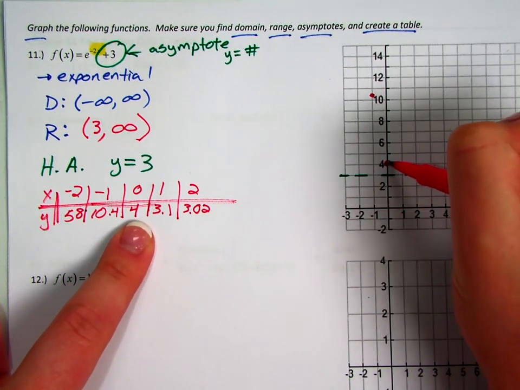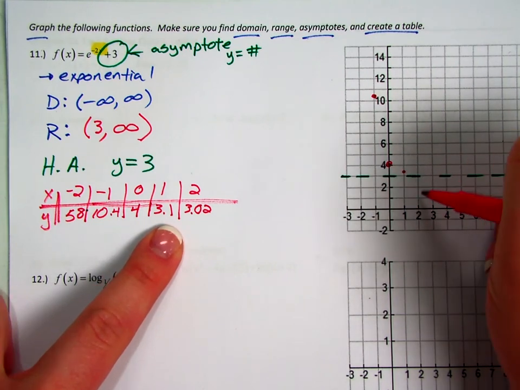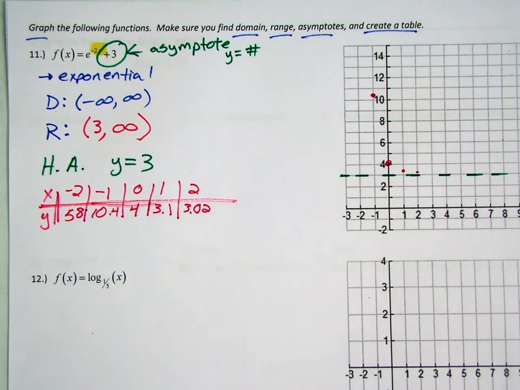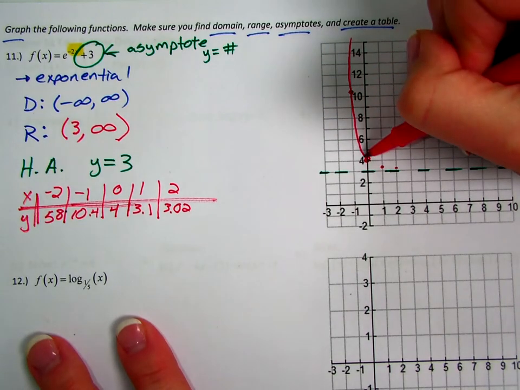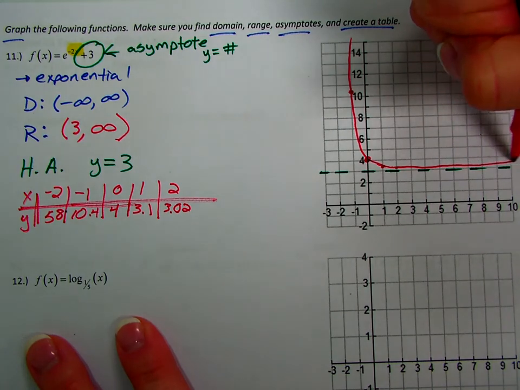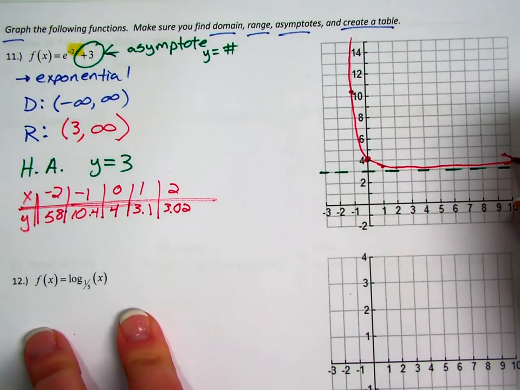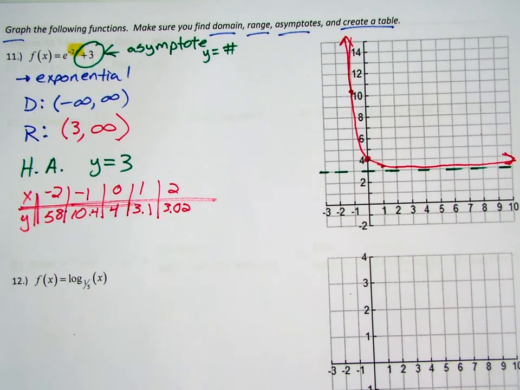0, 4, 1 and 3.1, and then 2 and 3.02, and now we can go ahead and kind of create our curve going through this and approaching it. Remember to put our arrows at the end to show that it keeps going in that direction.